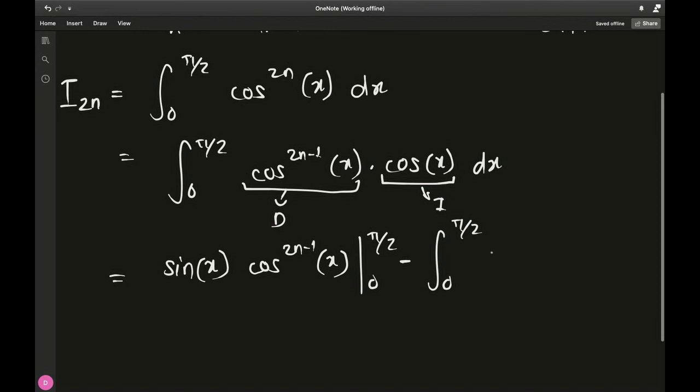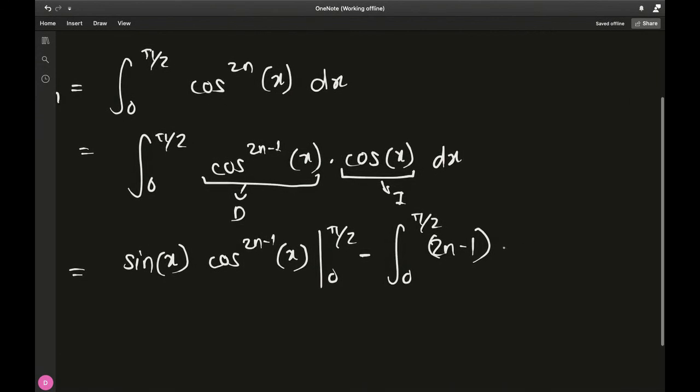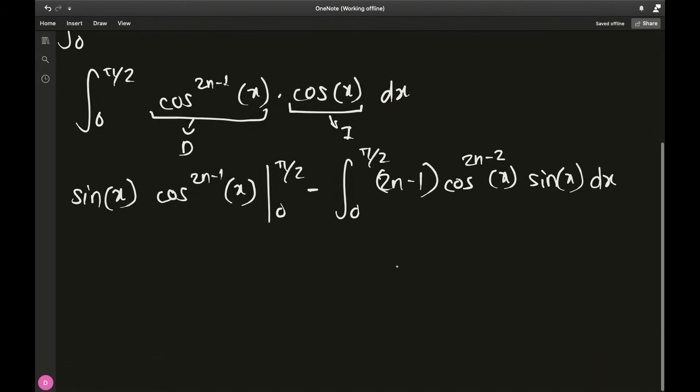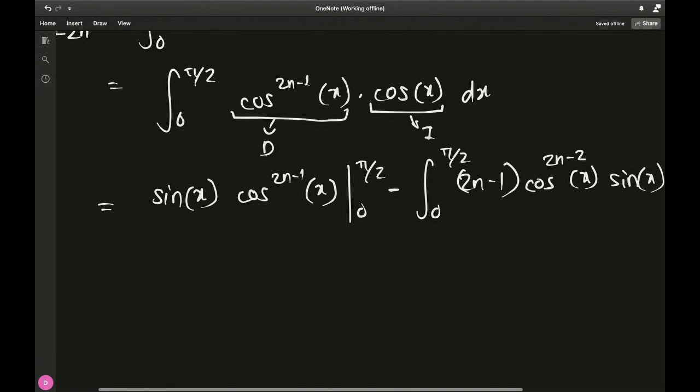Now you differentiate. So you get a 2n minus 1 cosine of 2n minus 2 of x, and this will be sine of x because of the integration process, dx. And okay, so when you plug in pi over 2, cosine of pi over 2 is 0, so it will make the entire term go to 0. And when you plug in 0, sine of 0 is 0, so it will make the entire term go to 0. So this is always going to be equal to 0.